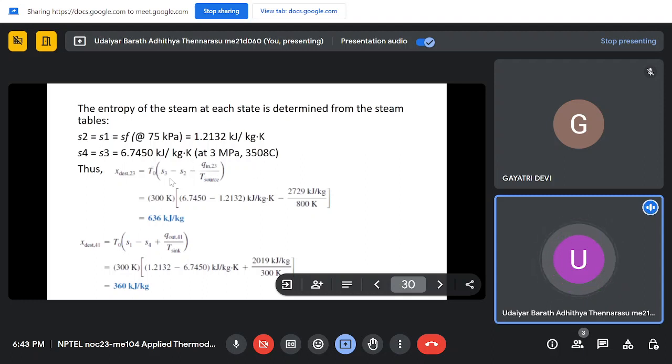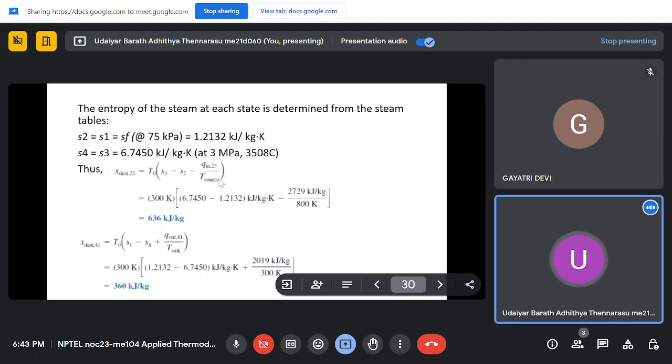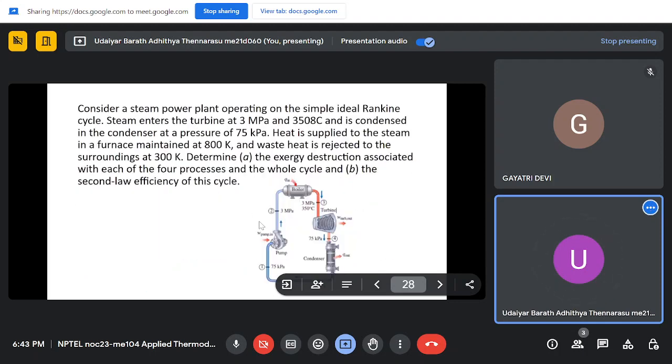So S gen you can get from an entropy balance. If I take process 2-3, S3, the fluid going out, equals S gen plus what is coming in. So S3 equals S gen, the entropy generated, plus Q in by the temperature at which the heat transfer is happening, Q in by 800, plus S2. So that will be the entropy balance across the boiler.